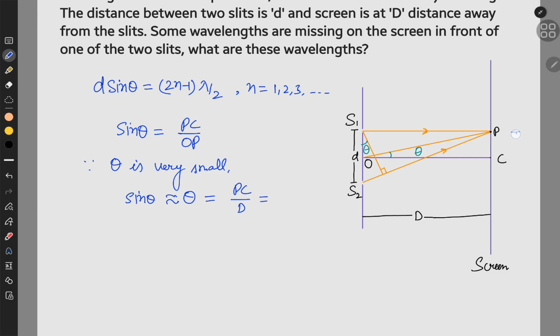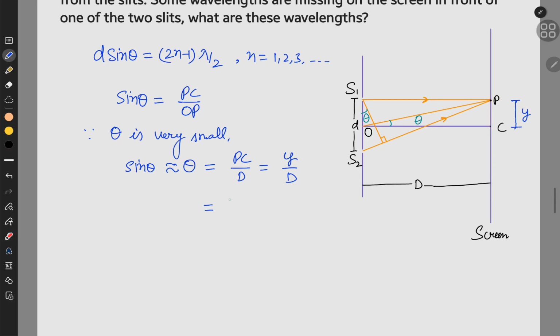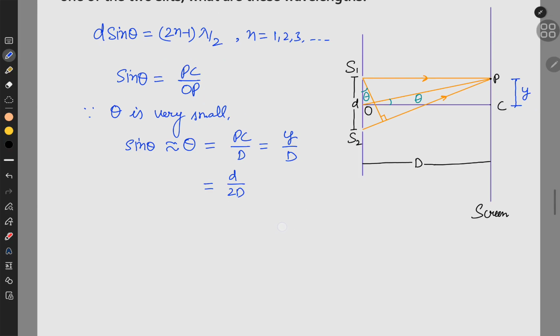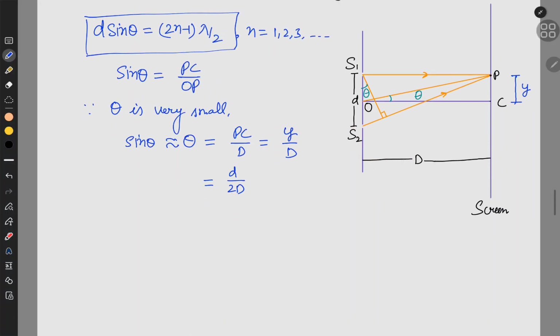Other than it, let's say the vertical distance above C, we are taking it as y. So this is y upon D, and from this figure you can see that this d upon 2 and this y are equal. So we can further write it as d upon 2 capital D. Now we can substitute this value in our original equation of the path difference. So we will have d squared divided by 2D is equal to (2n minus 1) lambda upon 2.